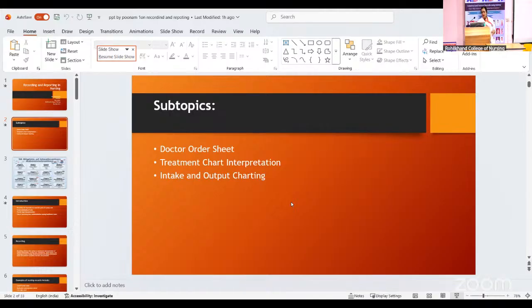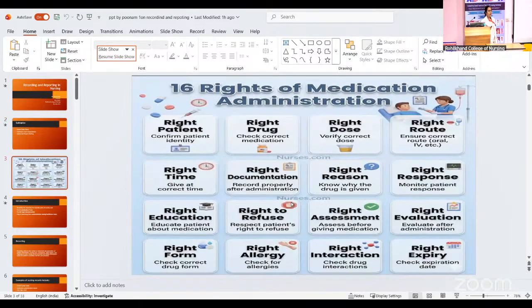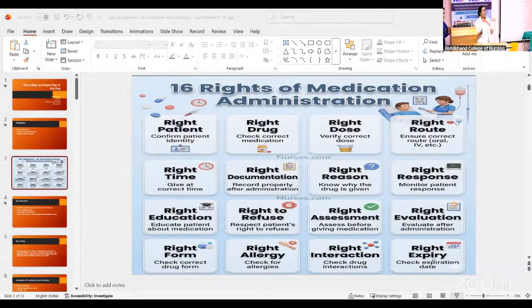So next, my subtopics: doctor order sheet, interpretation I have given. So first I will go with this because as a nurse, if we go to work, before documentation we should know our rights of administration. What are the rights of administration? Only then can we record or report to the other person. If we don't know what the rights to administer are, what things we have to do, we can't record or report.